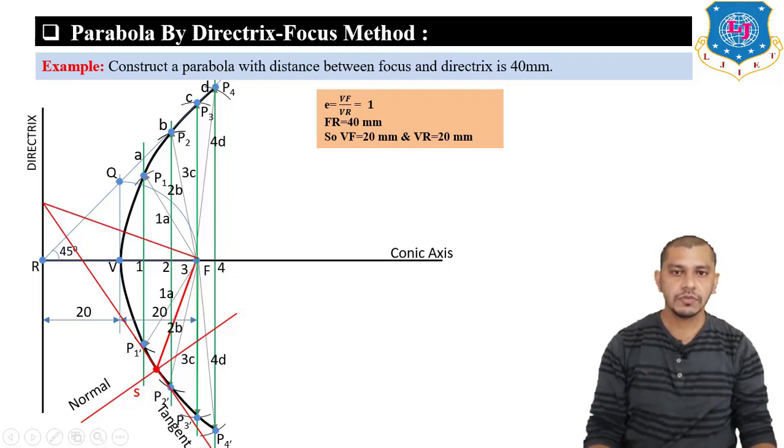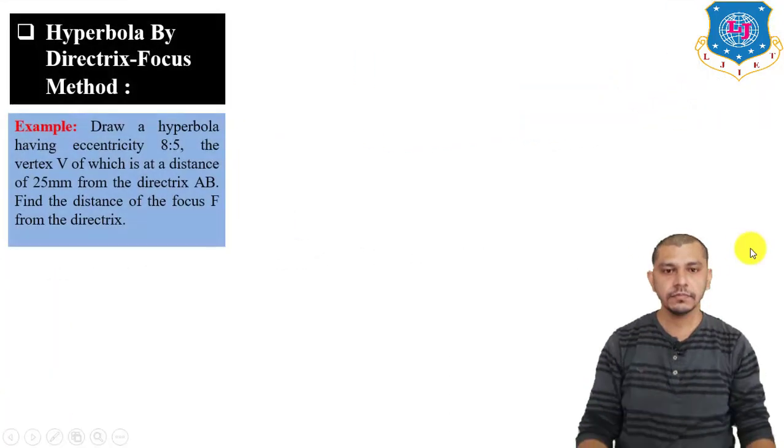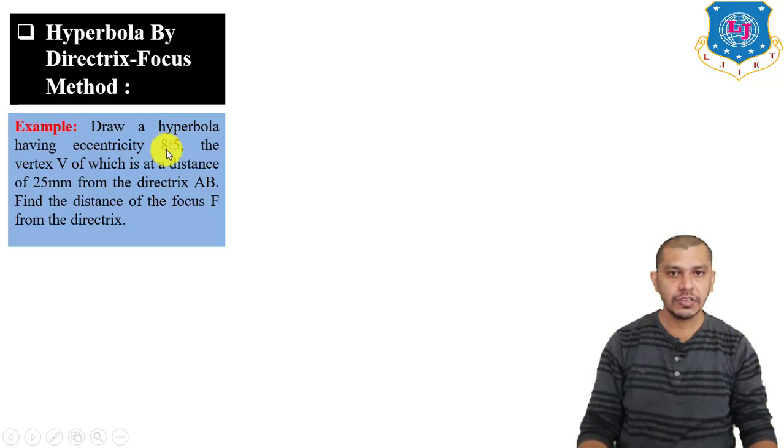Now let's move on to the directrix focus method to construct the hyperbola. So, hyperbola by directrix and focus method. The problem is given here: draw a hyperbola having eccentricity 8:5, the vertex V of which is at a distance of 25 mm from the directrix AB. Find the distance of the focus F from the directrix.